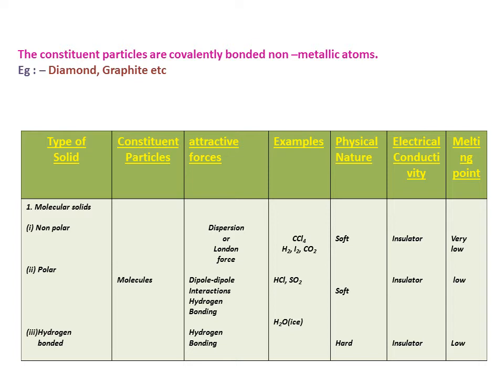Why is it a non-conductor? Because there are no free available electrons in the crystal. So therefore diamond is an insulator, it does not conduct. Another point is that diamond is a hard substance. Why is diamond a hard substance? Because of its structure due to sp3 hybridization, dear student.